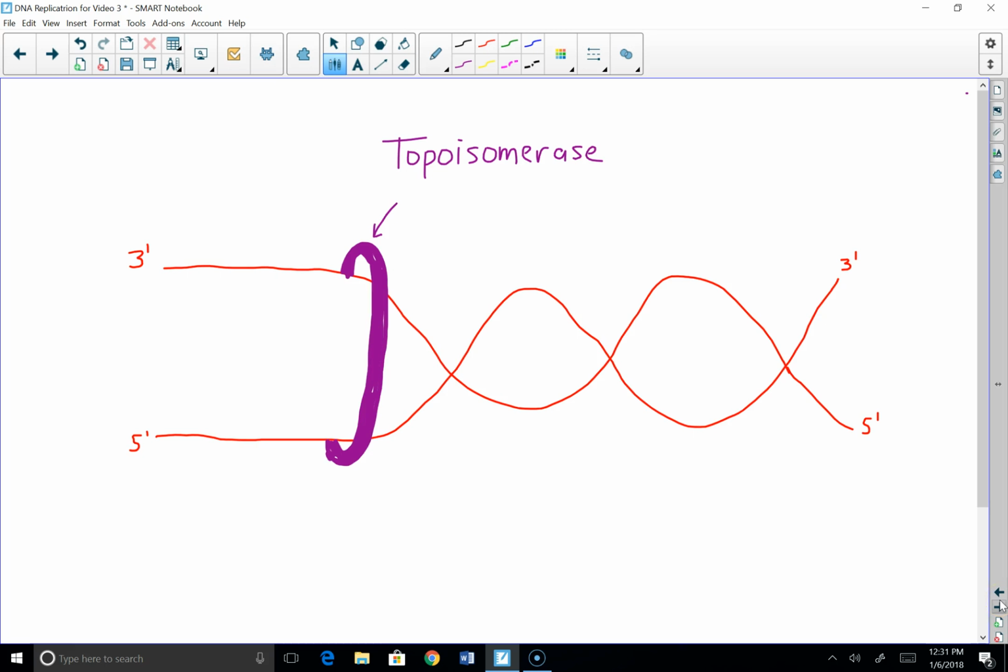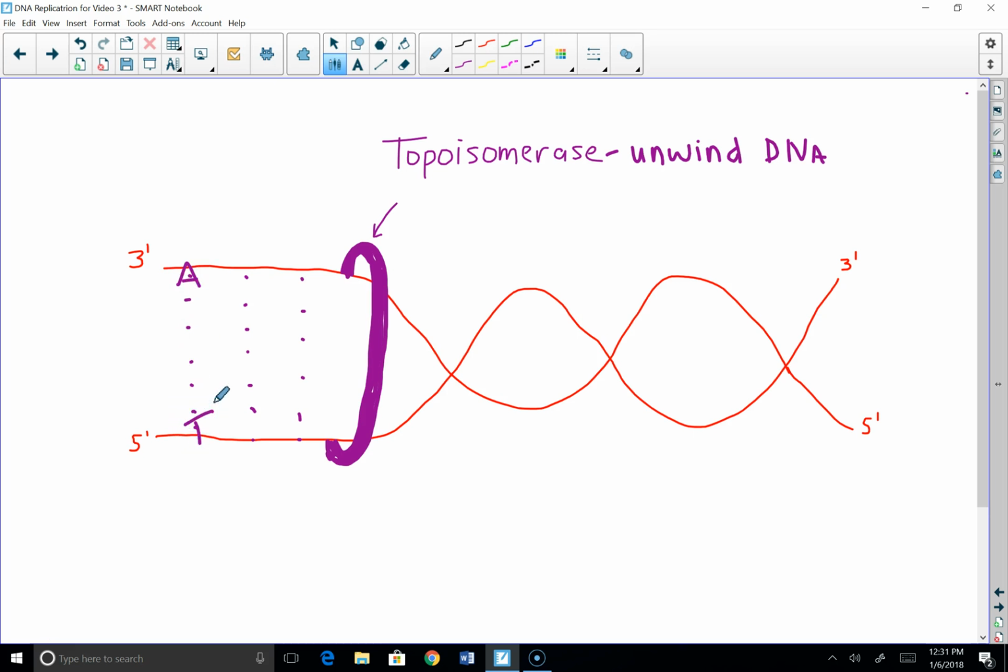So the first step is topoisomerase, and I drew it here as a purple donut, and basically its job is to unwind or take the torque pressure off of the DNA. Once this happens, and again you must remember that it does not undo the hydrogen bonds. There's the hydrogen bonds that are in between the strands or the bases. And once again, if there's an A there, there's a T there.